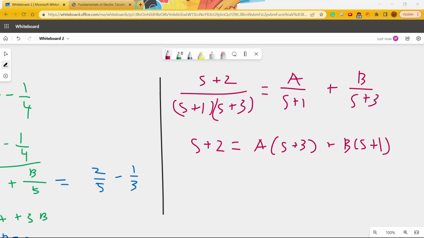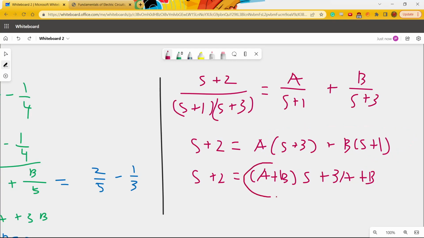Now there are a variety of ways to solve this system of equations. What do you mean system of equations, you ask? If we multiply things out and combine like terms, the right side of this equation becomes a plus b times s, as plus bs, plus 3a plus b. And it is a property of algebra that the coefficient of a variable on the left is equal to the coefficient of that same variable on the right.